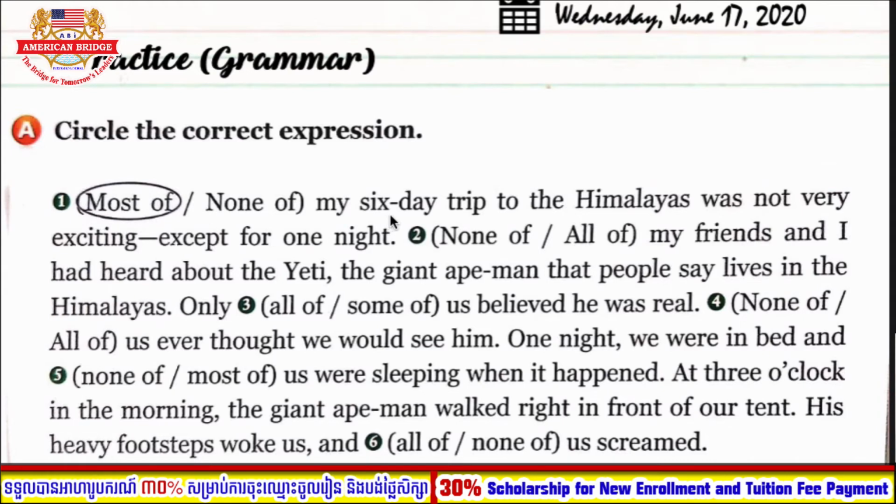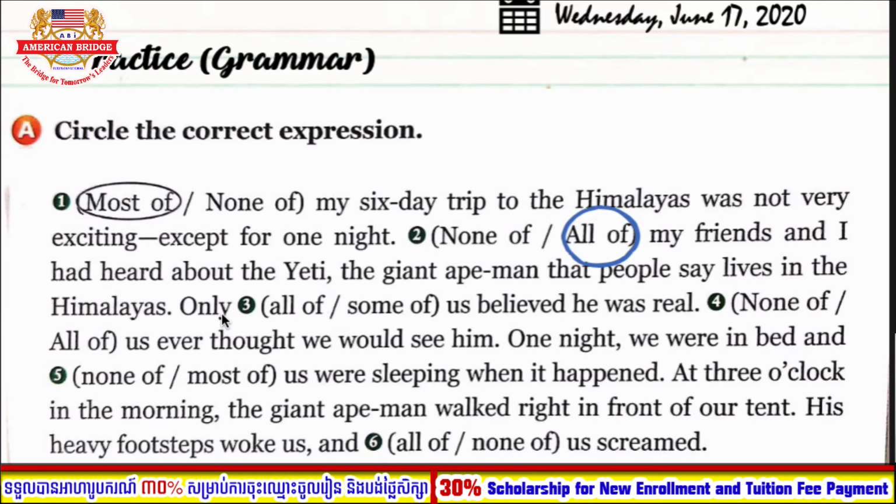Most of my 6-day trip to the Himalayas was not very exciting, except for one night. So not all days were not exciting, but there was one night that was exciting. None of my friends and I had heard about the Yeti, or all of? The correct answer is all of my friends and I had heard about the Yeti, the giant ape man that people say lives in the Himalayas.